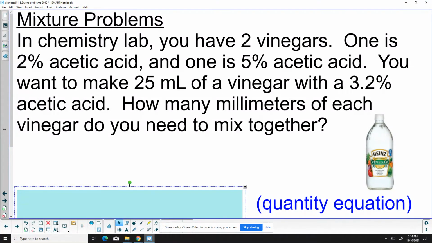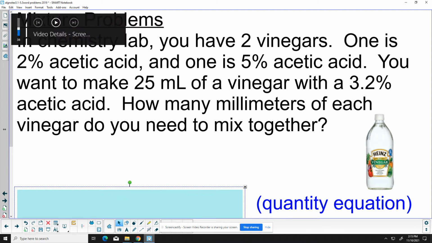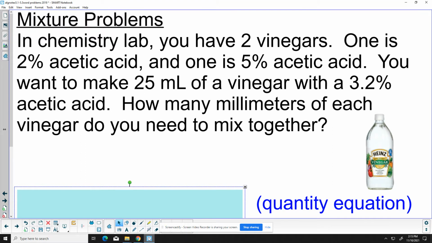I'm going to do a mixture problem. This one is a chemistry lab problem and I have two different vinegars. One is 2% acetic acid and the other is 5% acetic acid. And I want to make 25 milliliters of a vinegar. And when I mix them, I want to come out with a 3.2% acetic acid.